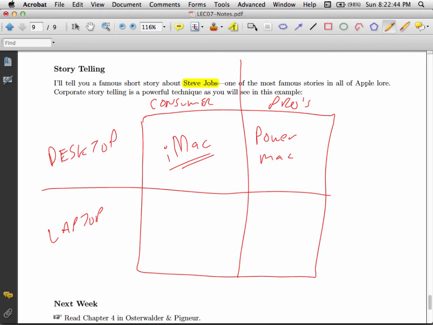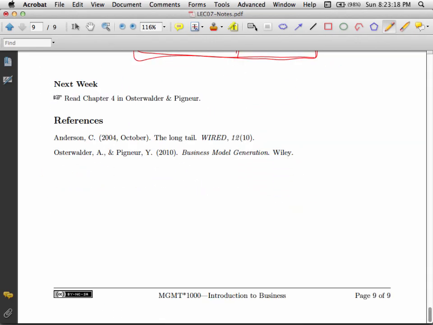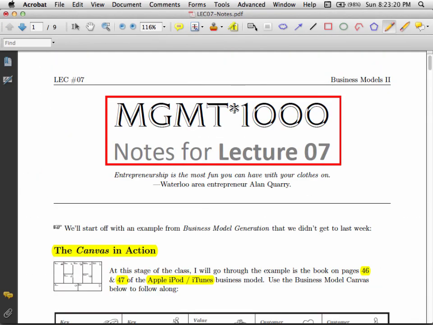They got rid of all the beige boxes and they went with translucent plastics and things like that. Laptop: the iBook computer, and then on the Pro side, the PowerBook. And just by coming up with this simple idea, he really, really focused the company, and the rest, they say, is history. So, an interesting story about Steve Jobs, one of those famous business stories that you hear all the time, and that's that one. And that's all I had for lecture number 7.